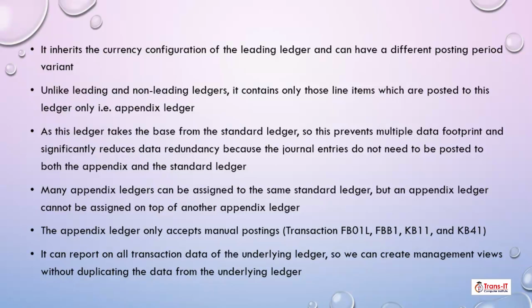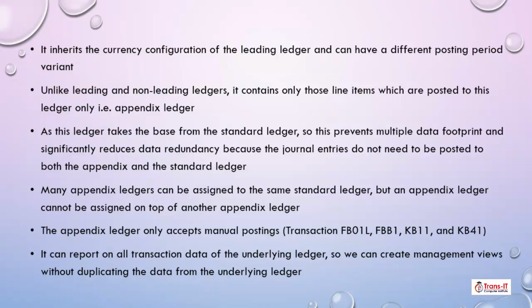As this ledger takes the base from the standard ledger, this prevents multiple data footprint and significantly reduces data redundancy because the journal entries do not need to be posted to both the appendix and the standard ledger. Many appendix ledgers can be assigned to the same standard ledger, but an appendix ledger cannot be assigned on top of another appendix ledger.